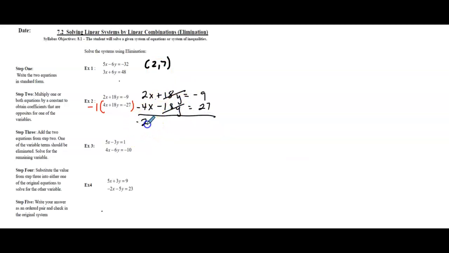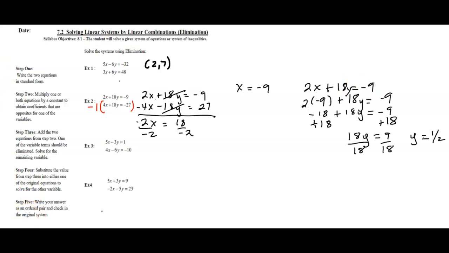This leaves me with negative 2x, which equals 18. And then when I divide by negative 2, x is equal to negative 9. From there, I just take one of the two equations and plug in negative 9 for x. You can see I substituted over here, and my final answer for y was 1/2. So for example 2, when x is negative 9, y is 1/2. And that's the solution to the system.